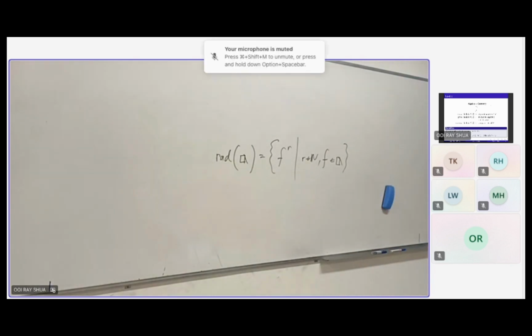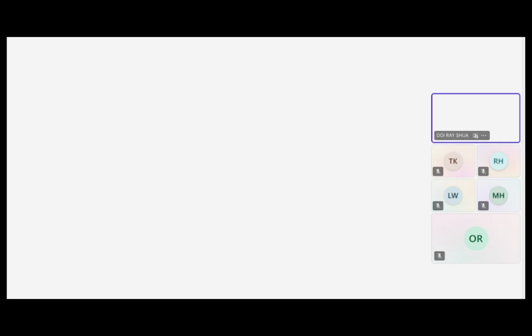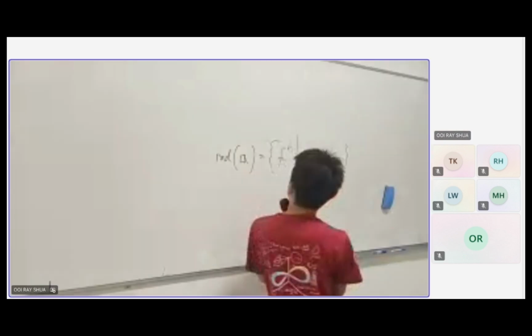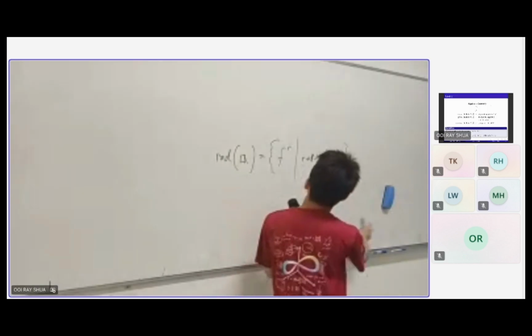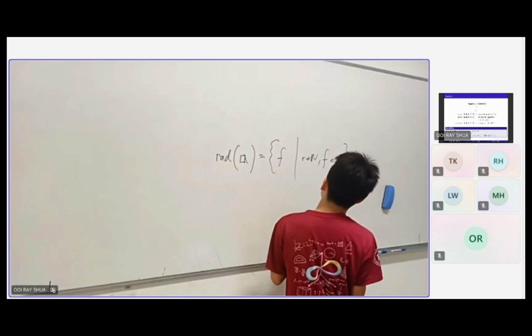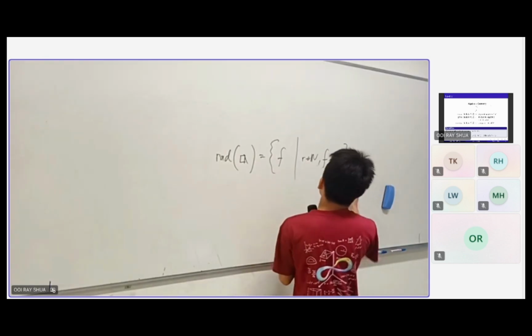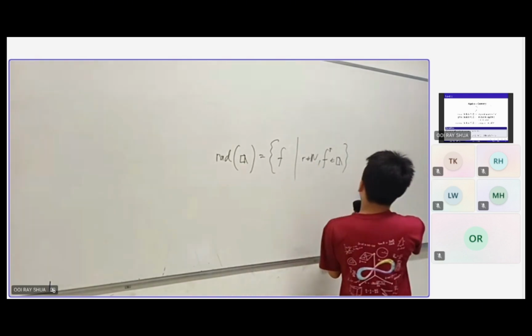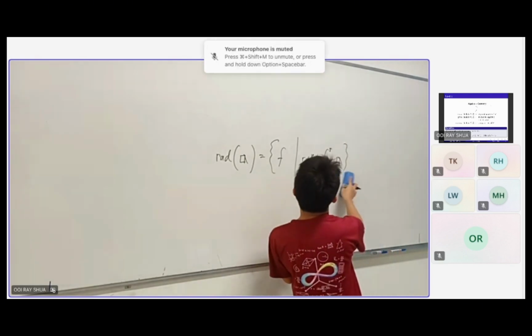V is the zero set. Sorry, I got the definition backwards. It should be: f such that some power of f is in the original ideal. Yeah, r is in N. Yeah, sorry.